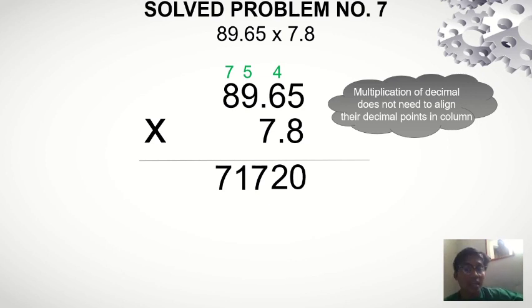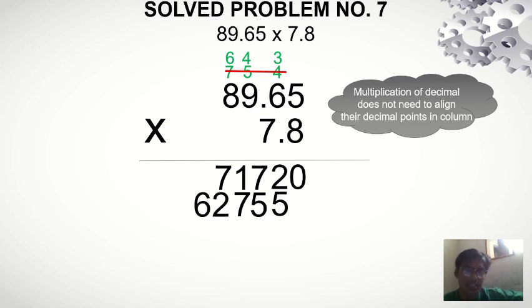Next, second digit naman tayo. So, kinorows out ko na yung the first one. Alright, 7 times 5 is 35, carry 3. 7 times 6 is 42, plus 3, 45, carry 4. 7 times 9 is 63, plus 4, 67, carry 6. 8 times 7 is 56, plus 6 is 62.